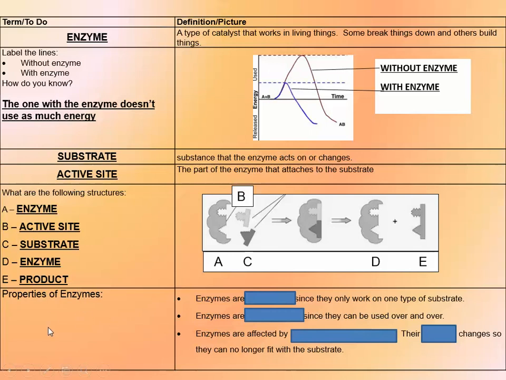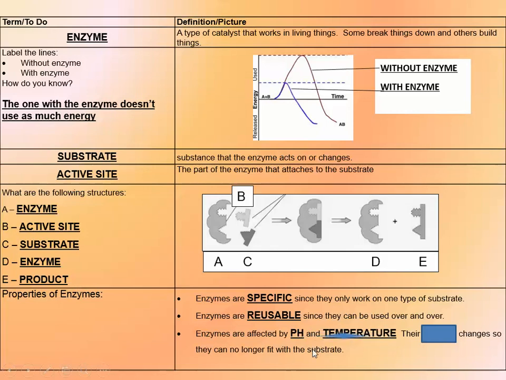Properties of enzymes. So these are also going to be very important. Enzymes are specific, meaning that they only work with one type of substrate. So you have enzymes that break apart carbohydrates, you have enzymes whose specific job is to break apart proteins, but they're going to be very exclusive in what they do. Enzymes are also reusable. So once this enzyme goes through this reaction, this enzyme here at D can go through and do it again, right?